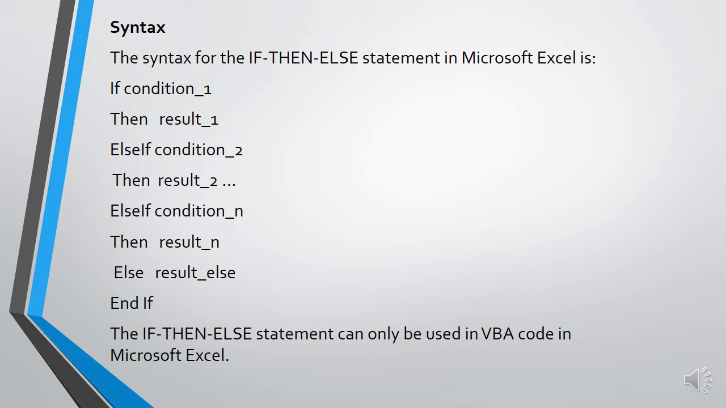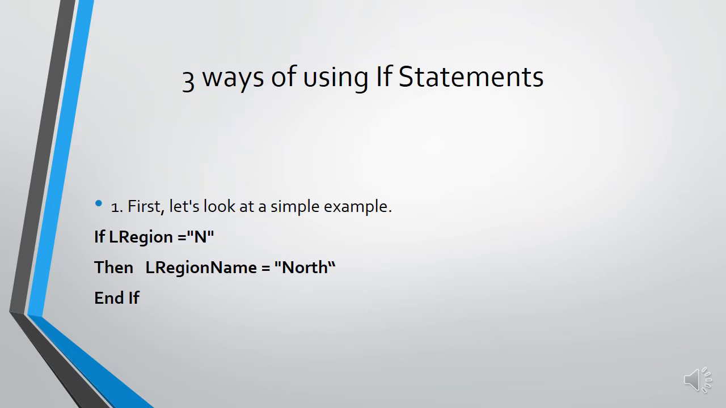Then you continue with the ElseIf for the second set of conditions being tested. At the end, you need to have an End If if you've got multiple conditions tested. There are three ways of using if statements in VBA. Here is a simple example. You can have this in your Visual Basic code. If condition, in this case our condition is the region is equal to N, then region name is equal to North, then we End If.